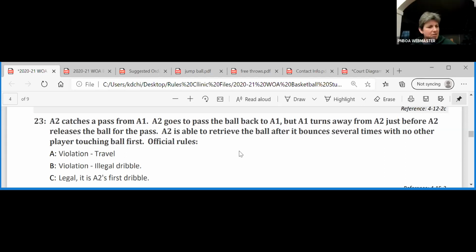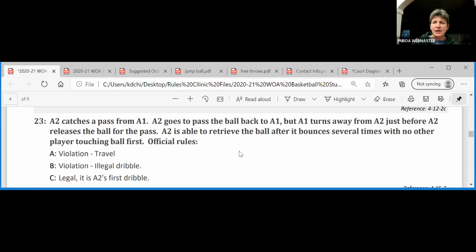Other thoughts? I said C because he did not dribble when he first caught the ball. Correct. I agree with C. And it wasn't like he was throwing the ball ahead to run up to catch it. Correct.